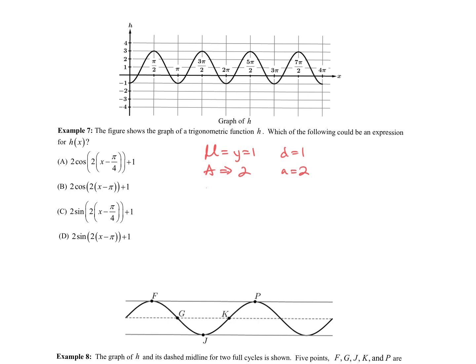And then let's talk about my period. Well, what's my period? How long did it take to complete its cycle? Pi. It took pi. And so to solve for b, we take 2 pi over b, which is equal to pi. And so b is equal to 2. Now, let's look at our answer choices and see if we can narrow anything down. Could we narrow anything down at all? Nothing. Nothing.